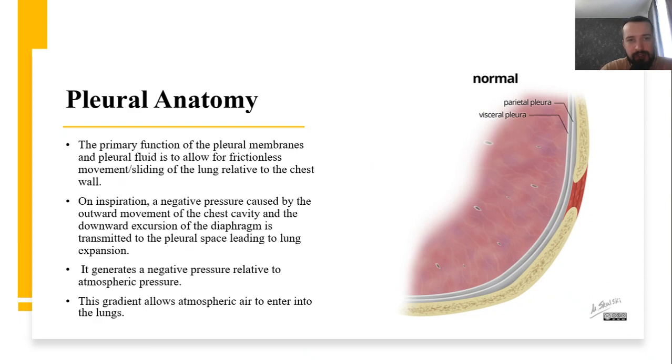The primary function of the pleural membranes and pleural fluid is to allow for frictionless sliding movement of the lung relative to the chest wall. On inspiration, a negative pressure caused by the outward movement of the chest cavity and the downward excursion of the diaphragm is transmitted to the pleural space, leading to lung expansion. It generates a negative pressure relative to atmospheric pressure. This gradient allows atmospheric air to enter into the lungs.